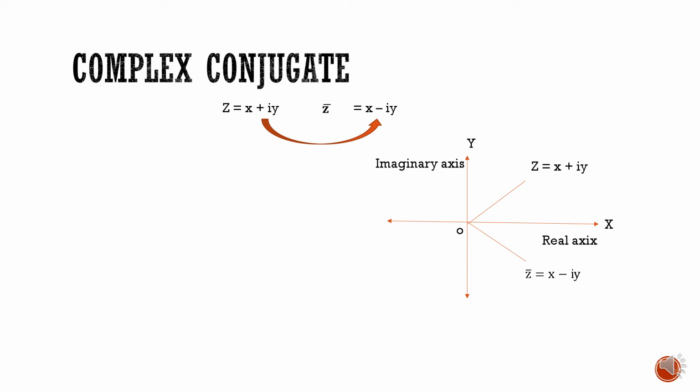If you think of this complex number as an object, then automatically this will be its image. It seems to be in the same way. So we can interpret the conjugate of a complex number in this way: the conjugate of z is nothing but the reflection of z on the real axis.